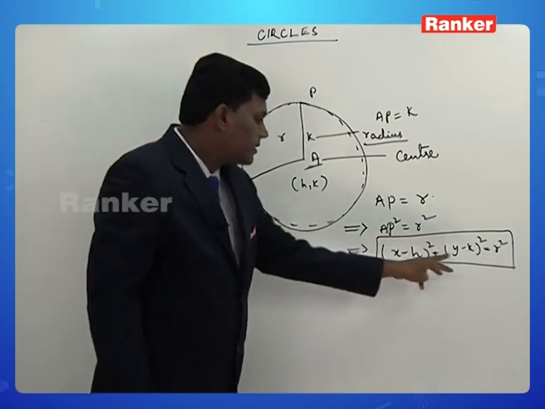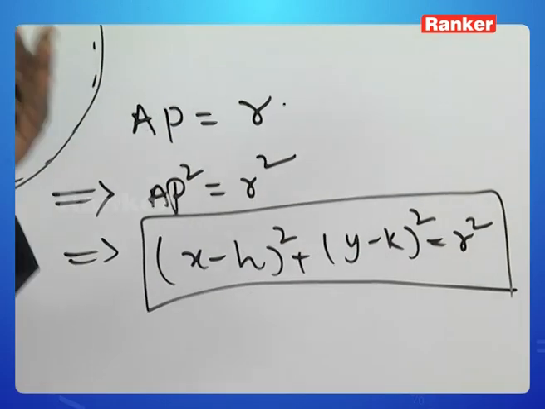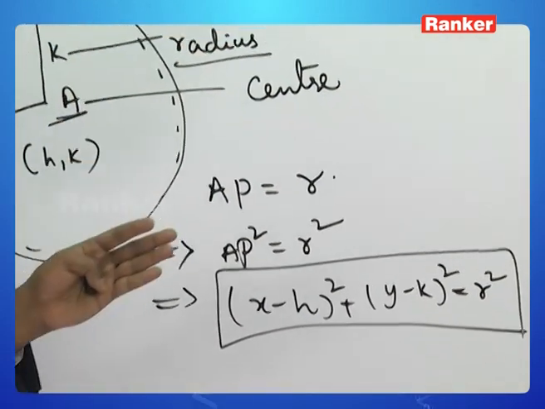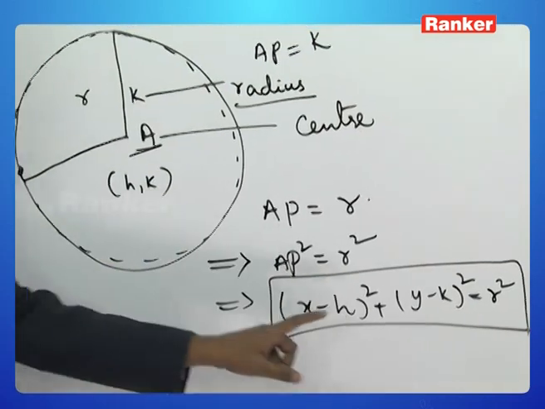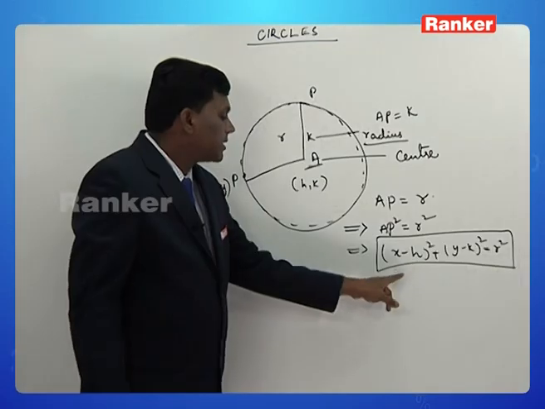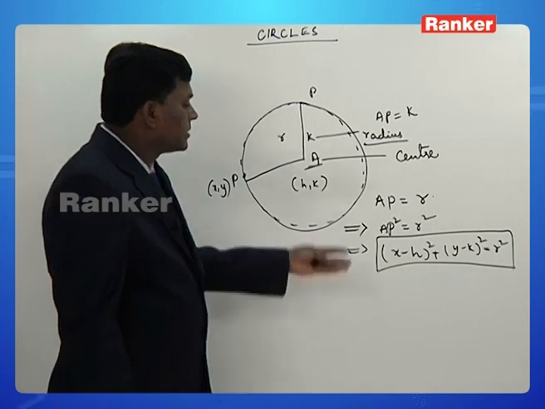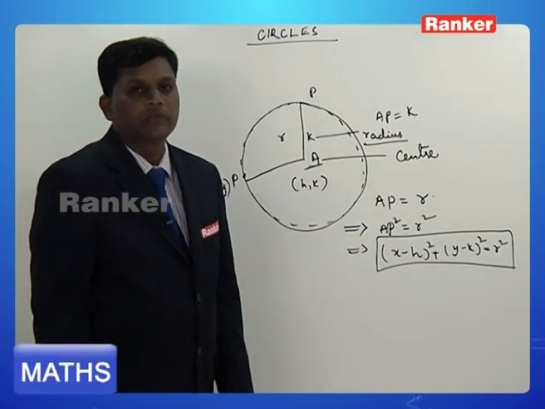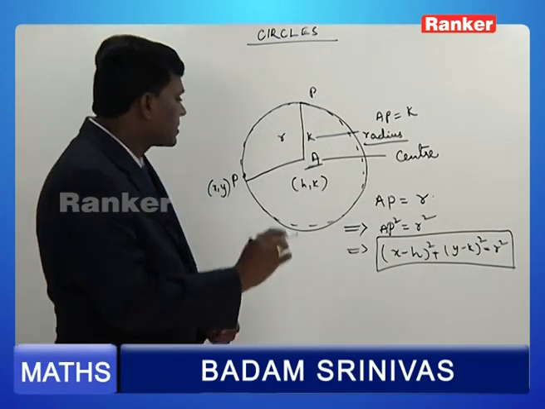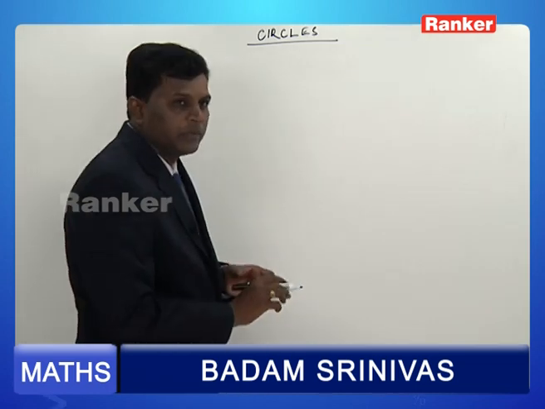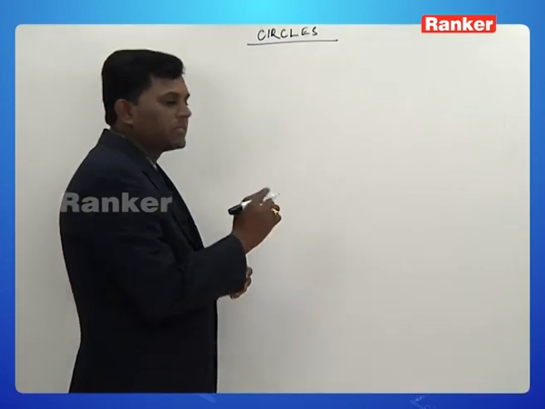Here, center-radius form: in all the cases, whenever you know the center and the radius, the circle equation can be taken with this equation, (x minus h) whole square plus (y minus k) whole square equals r square. Coming to the second case. Now, let us take the second case of the circles.